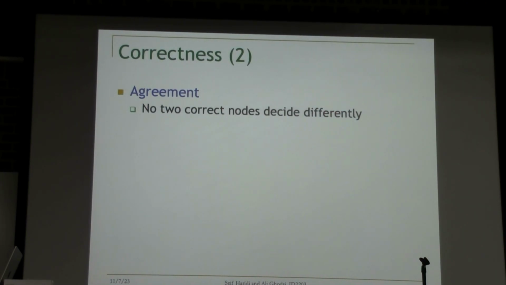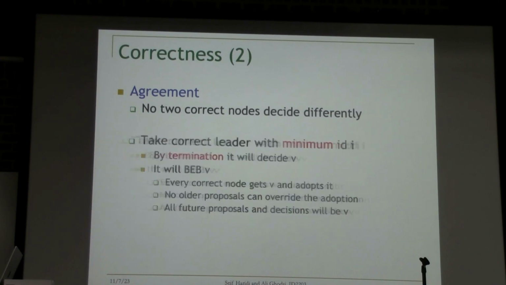Okay, what about agreement? Agreement is not that hard. It's a little bit harder than the others. No two nodes are allowed to decide differently. So we have to look at our code.